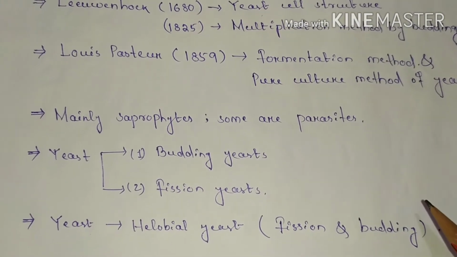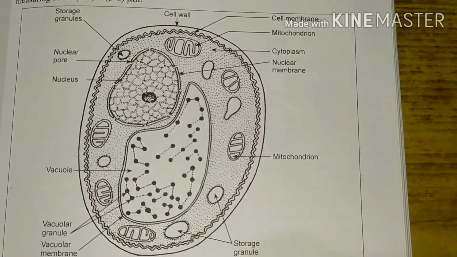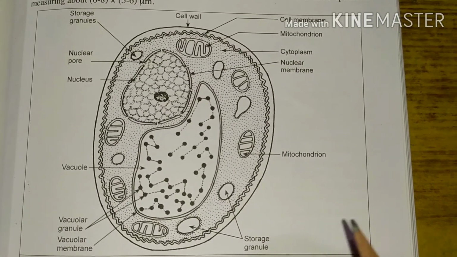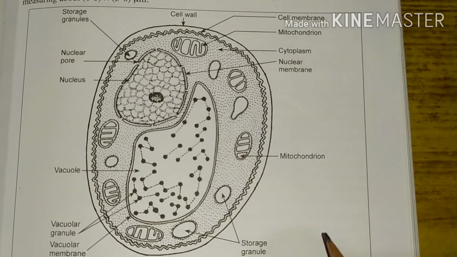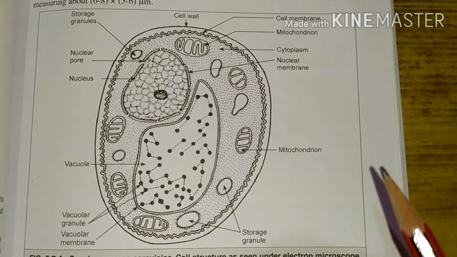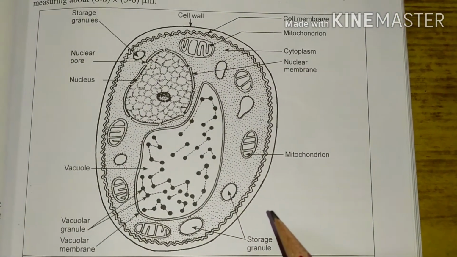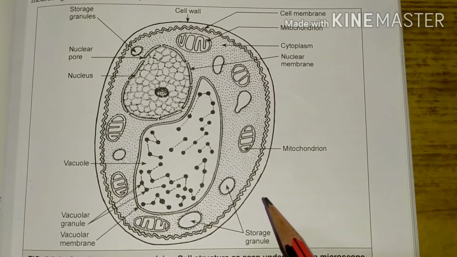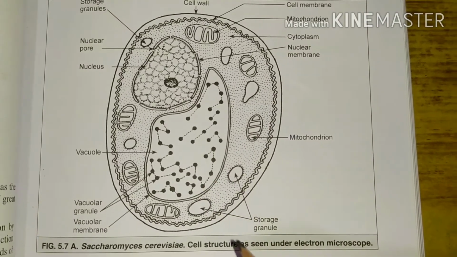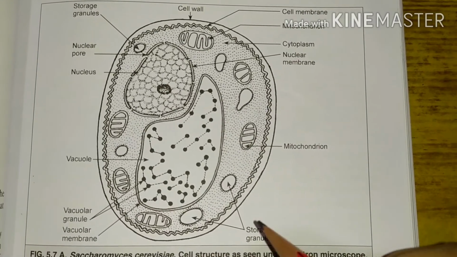Then let's come to the vegetative structure of yeast. So this is the vegetative structure of yeast. The vegetative structure of the yeast cell is non-mycelial. That means it is a non-hyphal fungal cell, and it is generally unicellular in nature. Each cell is oval to spherical in shape.